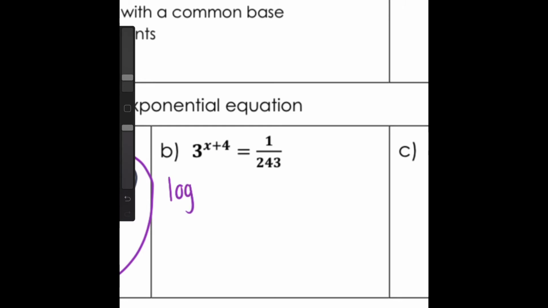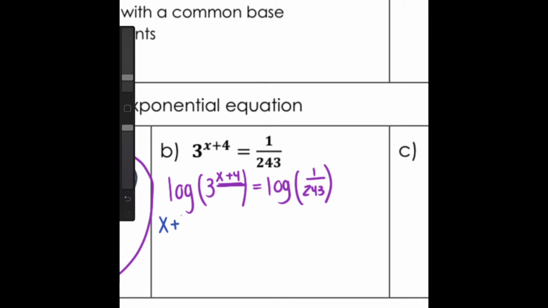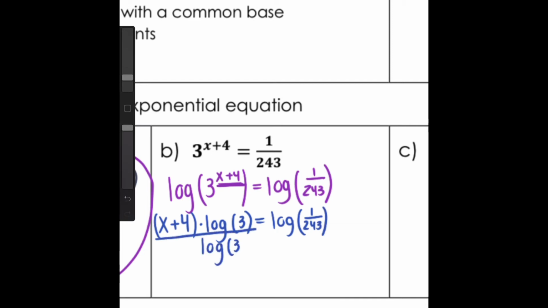So on this question, you're going to want to make sure that the exponential term is isolated, which it is, so you're going to take the log of both sides, which is what we're doing. And then when you do that, you see that you have to apply the power rule here. So the power is going to be multiplied by the outside of your log. So you have the product of x plus 4 times log of 3 is equal to log of 1 over 243.